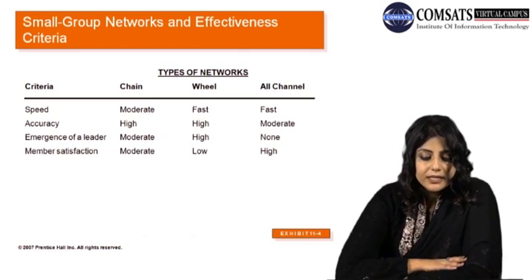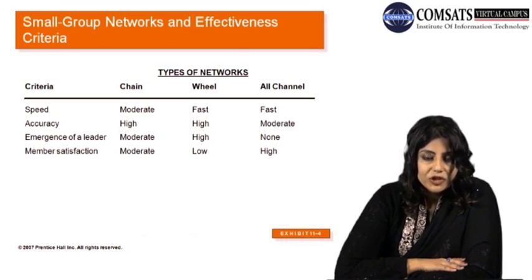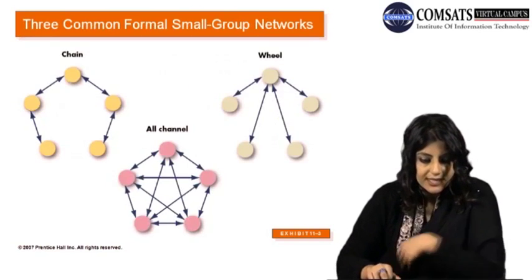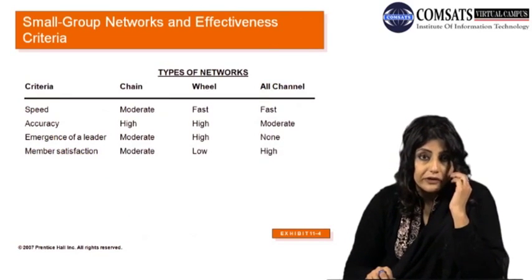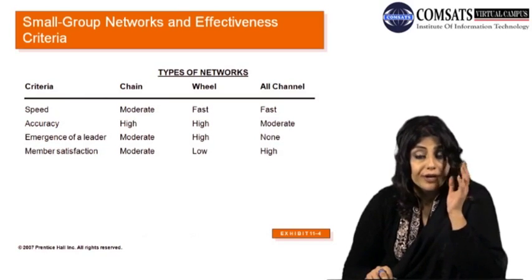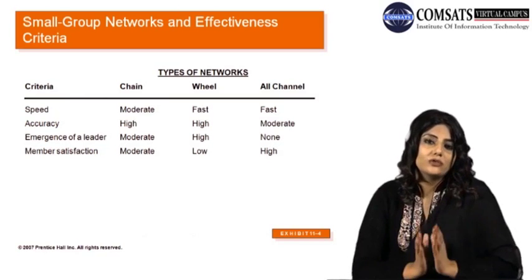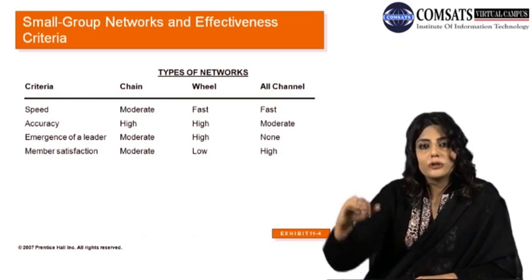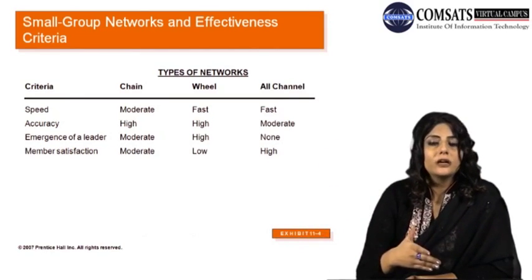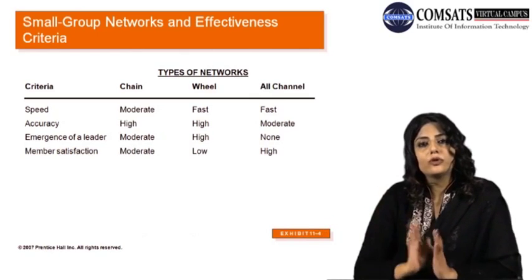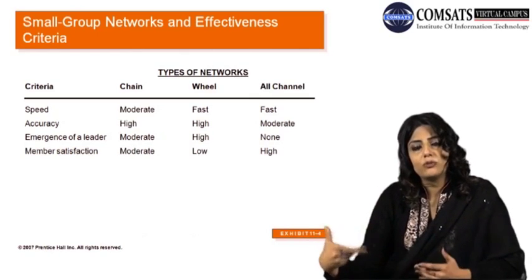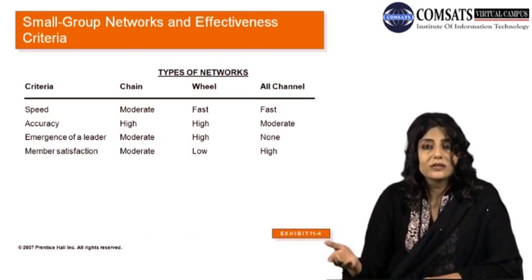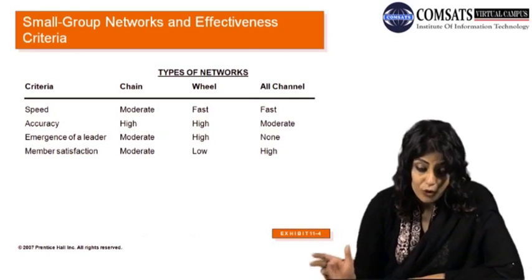With respect to speed, you can well imagine that in a chain type of network, such as the chain of command, your speed is expected to be moderate. Why? Because as I told you earlier, anything going from top to bottom needs approvals, and because there are formal reporting relationships, you have to follow certain policies and procedures before arriving at a decision. So speed is going to be moderate.